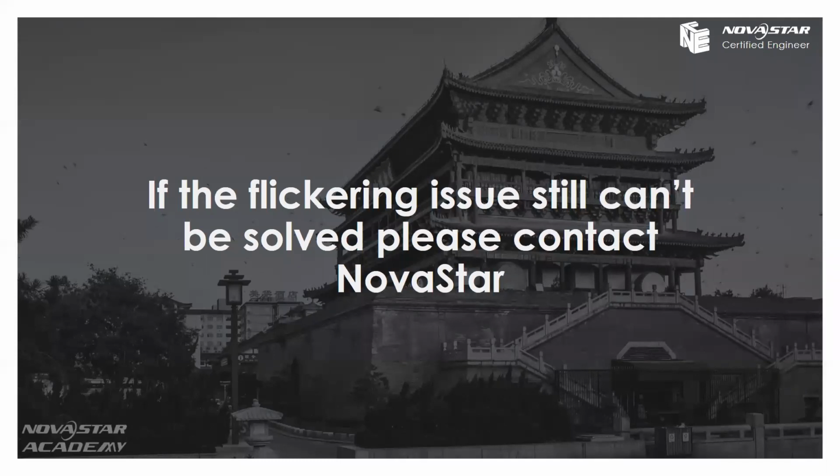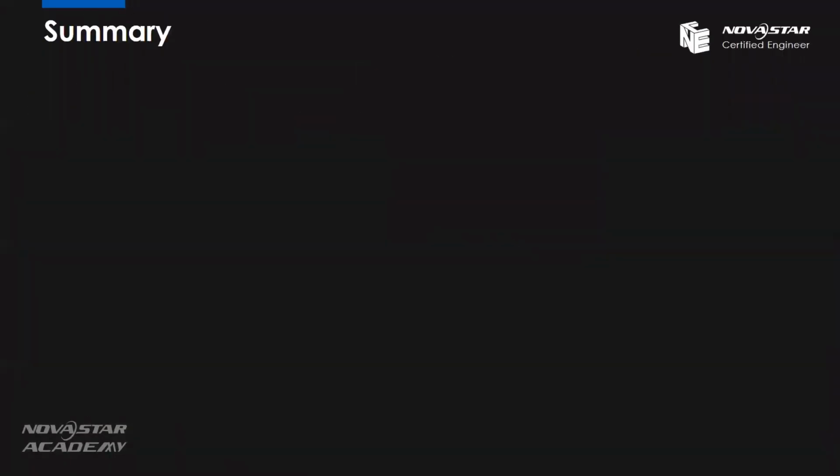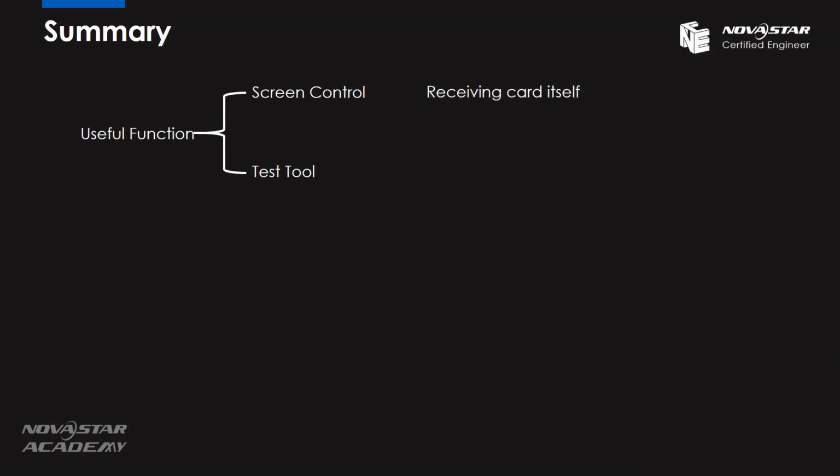No worries. Okay, now let's have a summary of today's topic. At the beginning, we talked about 2 useful functions, the screen control and the test tool. The difference between them is that with the screen control, the image signal is from the receiving card directly. And with the test tool, the image signal is from the video source. So with the screen control, we can locate whether the issue is on the receiving card side or not on the receiving card, maybe the sending card side or other possible reasons.